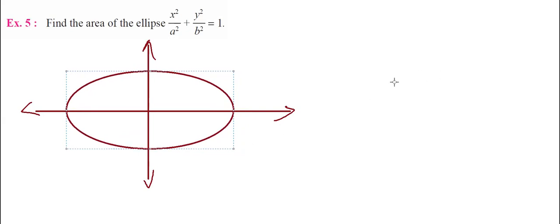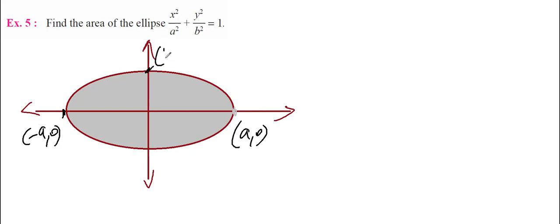So what area do I need to find? I need to find this area. From the equation of the ellipse, what I have understood is that this particular point is a comma 0. This particular point is minus a comma 0. This particular point is 0 comma b, and this particular point is 0 comma minus b, and this is 0 comma 0, which is the origin.